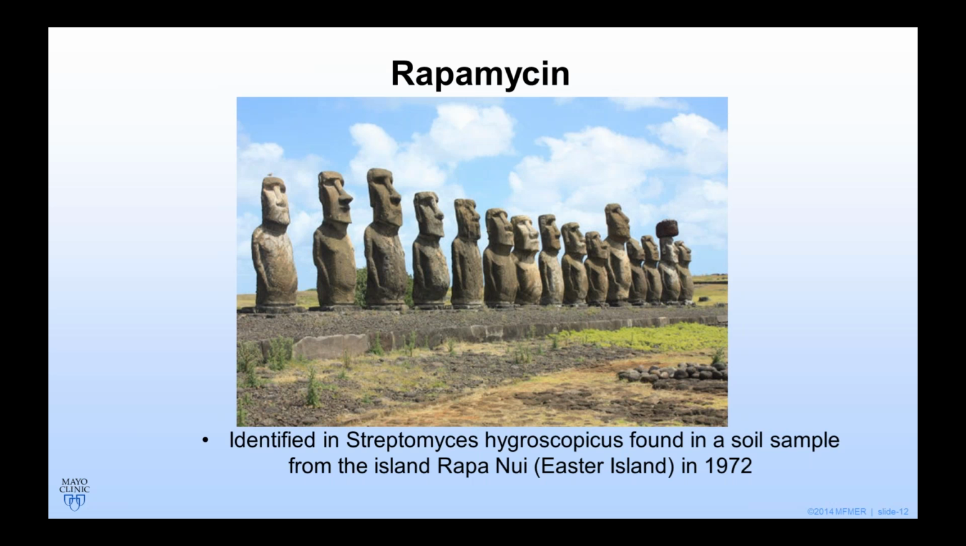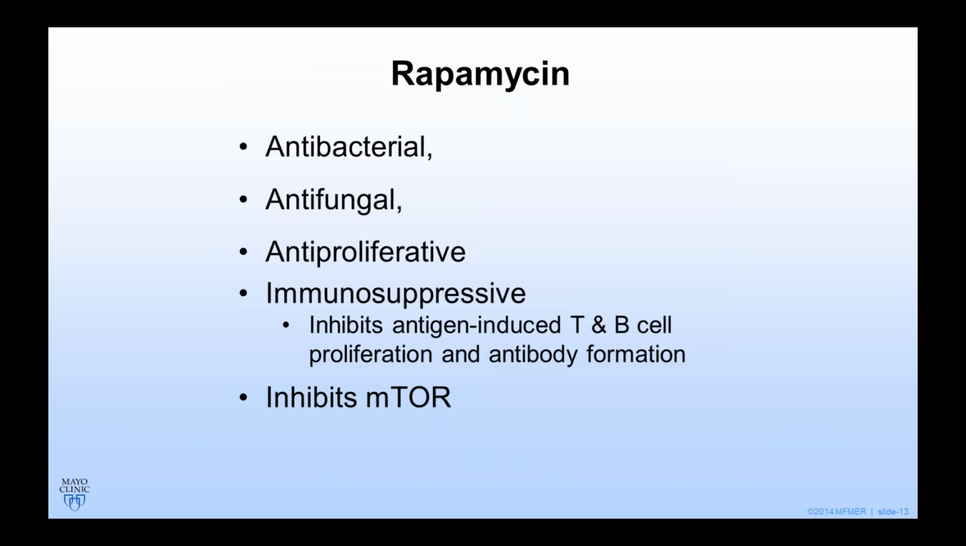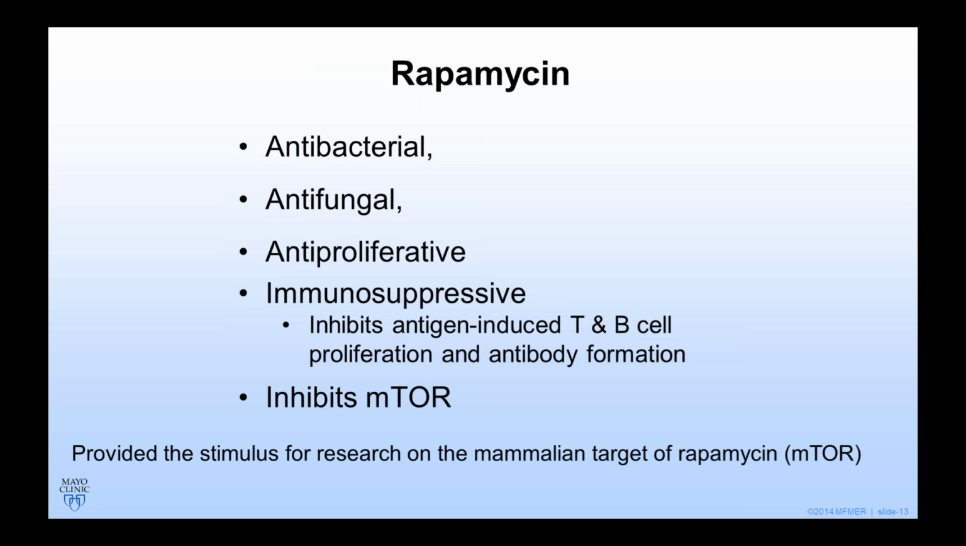Sirolimus is rapamycin, and rapamycin was identified in a Streptomyces species in a soil sample from the island of Rapa Nui, which is Easter Island, in 1972. It was a remarkable compound in that it had antibacterial, antifungal, and anti-proliferative effects, and also is immunosuppressive in that it inhibits antigen-induced T and B cell proliferation and antibody formation. It acts by binding the target that is just called the target of rapamycin, the mammalian or the mechanistic target of rapamycin.